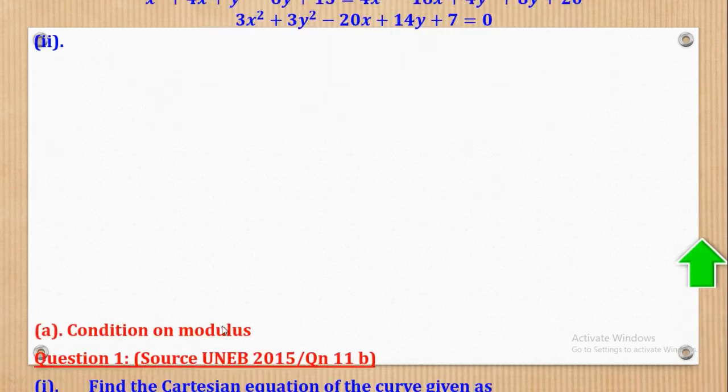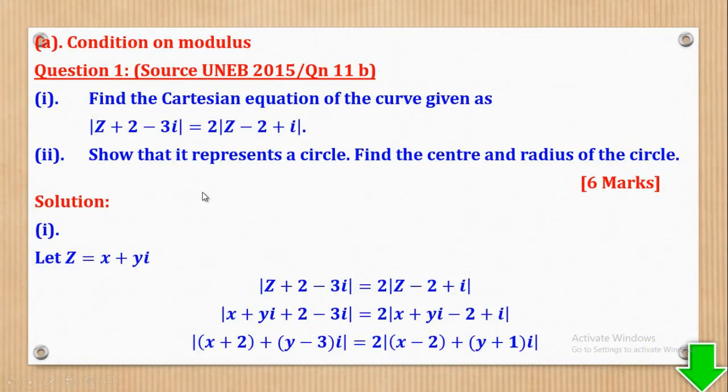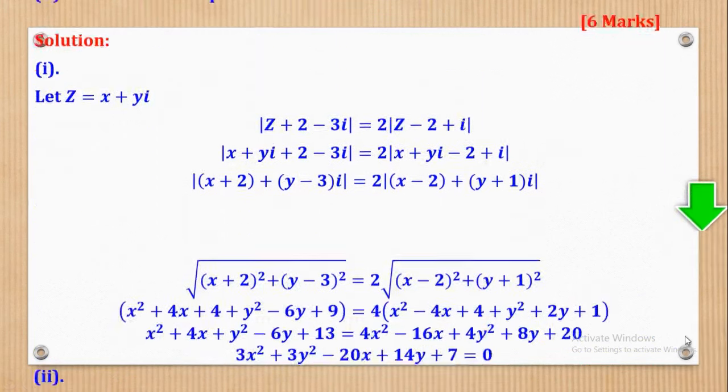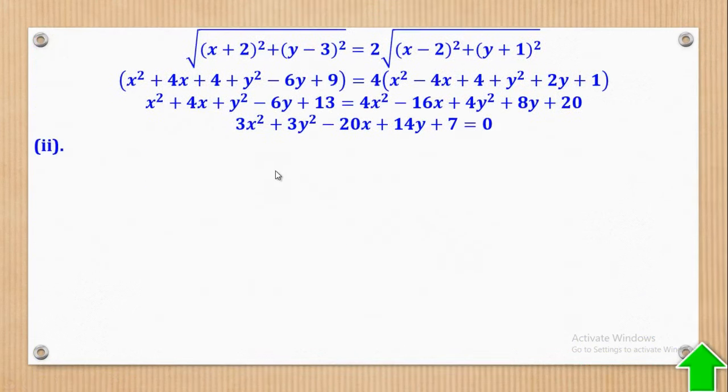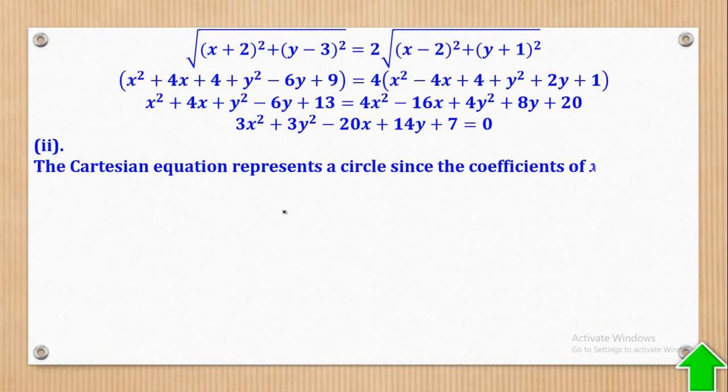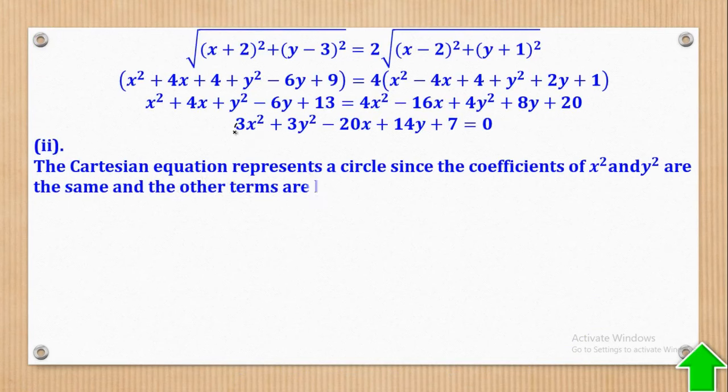Now let's go to Roman 2. Roman 2 said, show that it represents a circle and hence find the center and radius of the circle. So for you to show that it represents a circle, you have to realize that the coefficients of x squared and y squared are the same and the rest of the terms are linear. So when that happens, it implies that the Cartesian equation represents a circle.